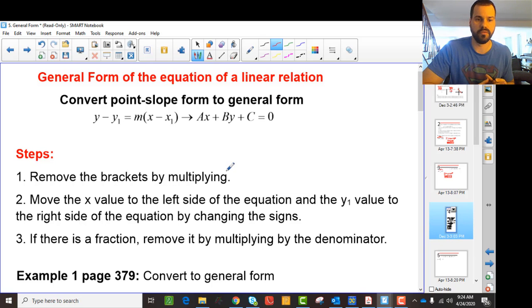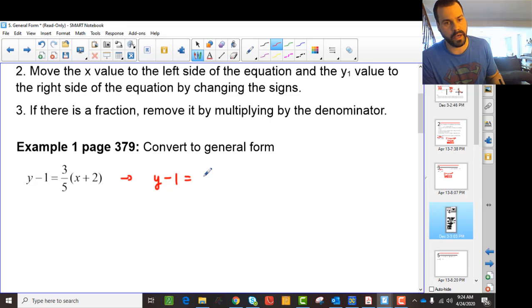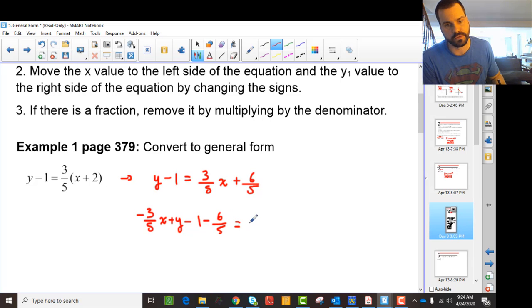You want to basically remove the brackets, move the x values and everything to the left-hand side, and then change the signs. So we want to do this in stages by, first of all, removing the bracket. That's our first step. So we're going to write this as 3/5 x plus 6/5. Then we're going to move everything to one side. So we're going to get minus 3/5 of x plus y, and then minus 1 minus 6/5 equals 0.